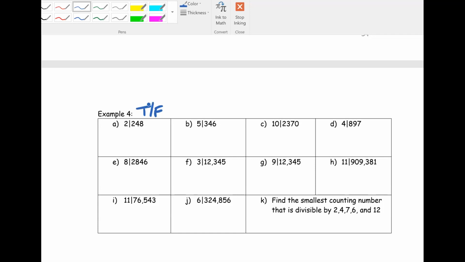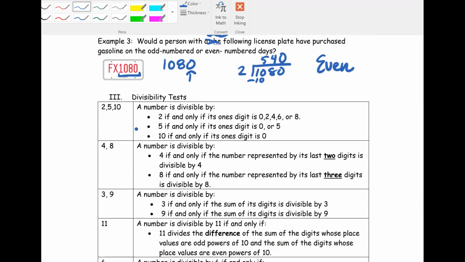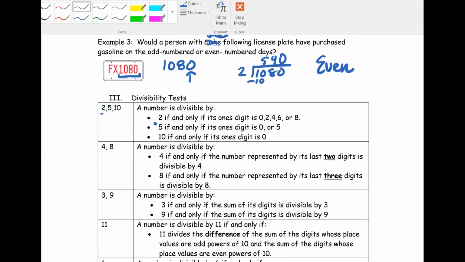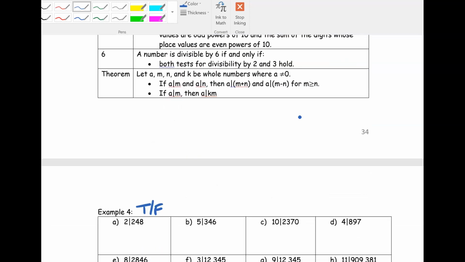So for A, is 2 a factor? Does 2 divide 248? So let's go to the rule up here. For 2, a number is divisible by 2 if its ones digit is 0, 2, 4, 6, or 8. So I'm going to say yes, it's divisible by 2 because the number ends in 8. So this is an even number here. So we're going to say true. 2 goes into 248 because that last number is even. So like on a test, for example, if you were asked this question, all you'd have to do is write, or even just do what I did here, point to the 8 and say yes because that's even, then we know that 2 goes into the number.